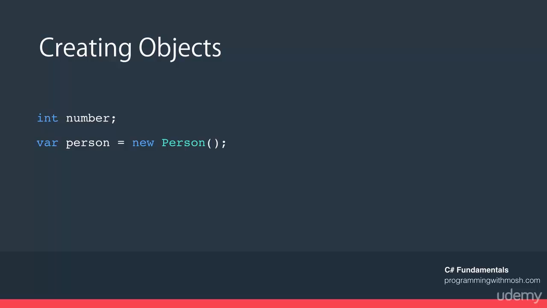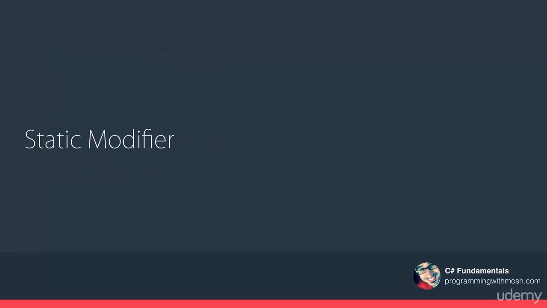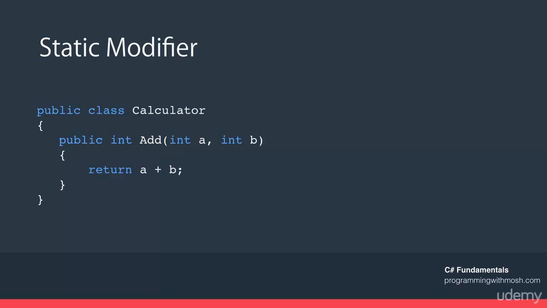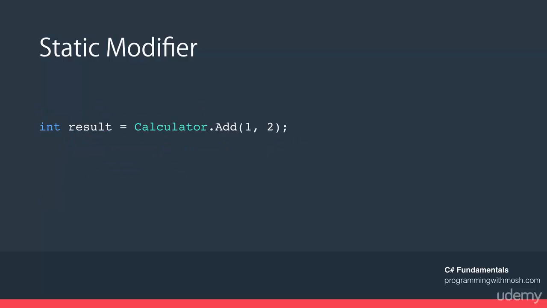And now that we have a person object, we can access its members like name field or the introduce method using the dot notation. So in this example, I set the name of this person and then call the introduce method. Now let's see what is that static modifier that you saw in our first C# program. So here is the calculator class that you saw earlier. We can modify this add method with the static keyword like this, and as a result, we can access that method directly via the calculator class itself.